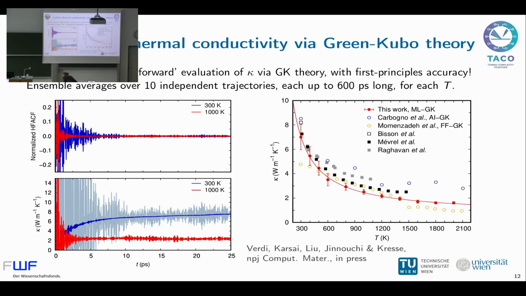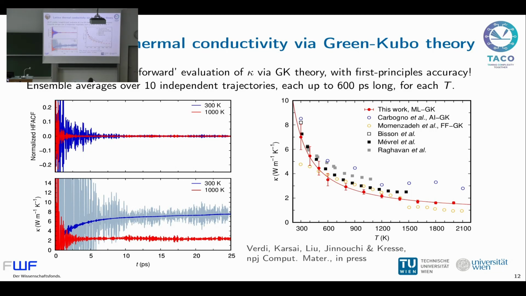So the red points here are our data, and these black ones are the experiments. You see the temperature dependence is really in good agreement. Also quantitatively, we underestimate a little bit the experiment, but there are various reasons for this. The agreement is really satisfactory, and you can see here these orange points are empirical force fields. They do not follow the right temperature dependence. There's also a discontinuity when you have the monoclinic to tetragonal transition.